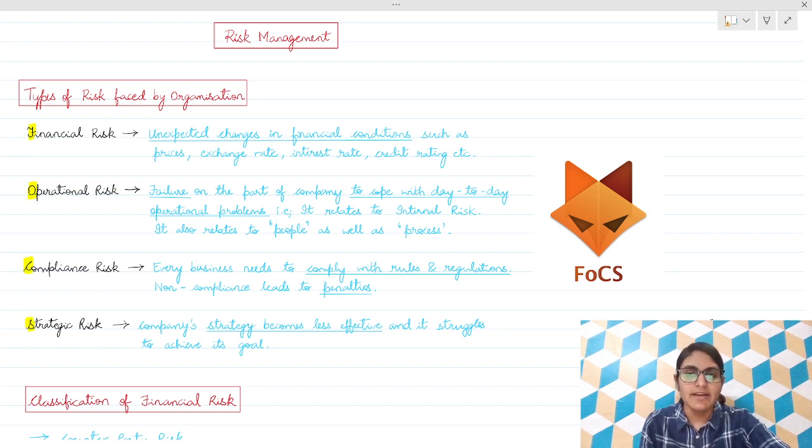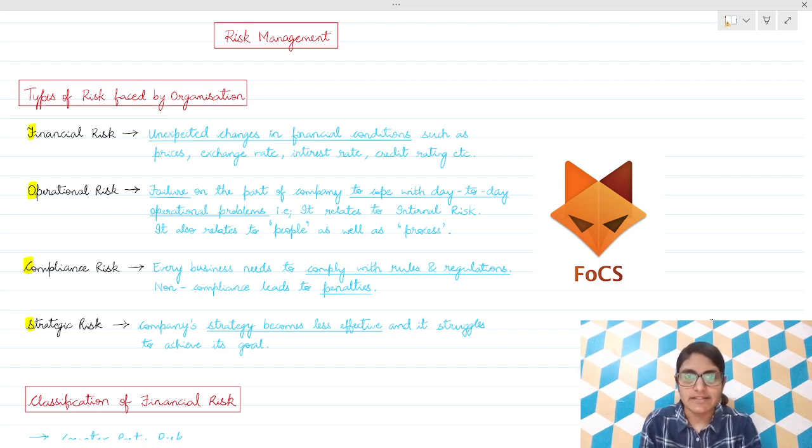Risk management. Types of risk faced by an organization. It is FOX: financial risk, operational risk, compliance risk, and strategic risk. Once again, financial risk, operational risk, compliance risk, and strategic risk.